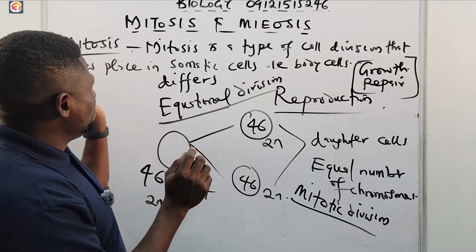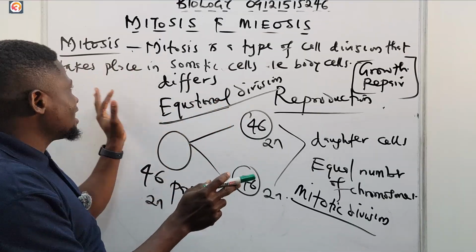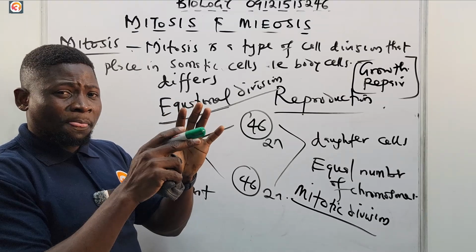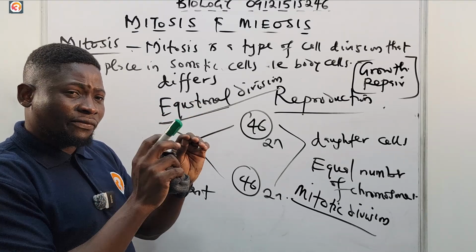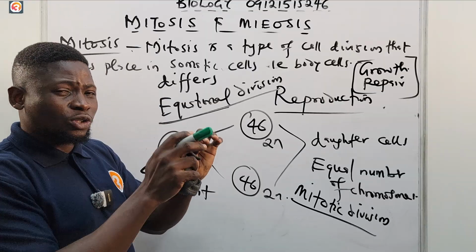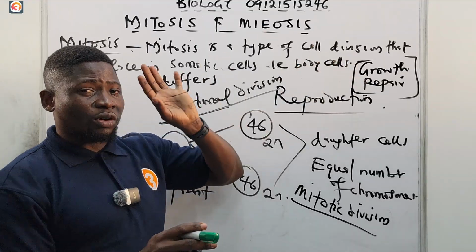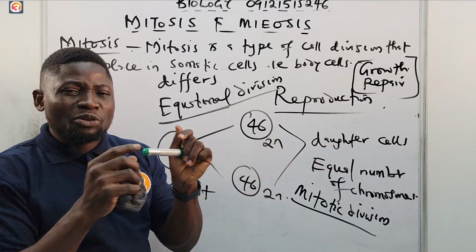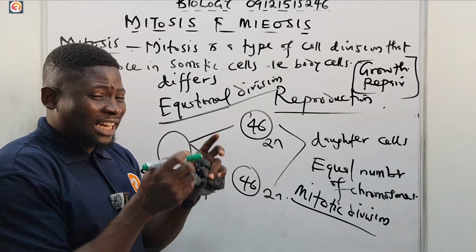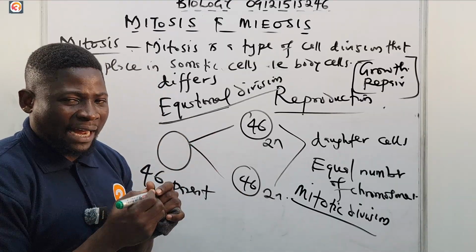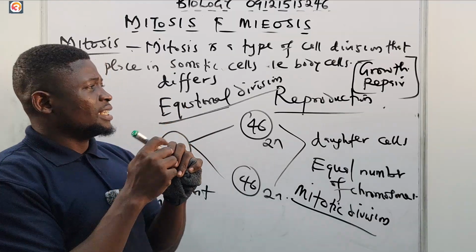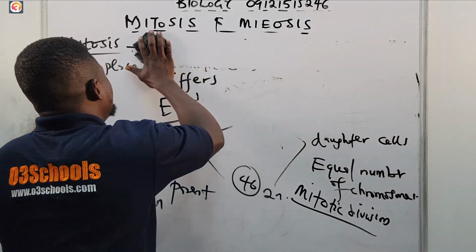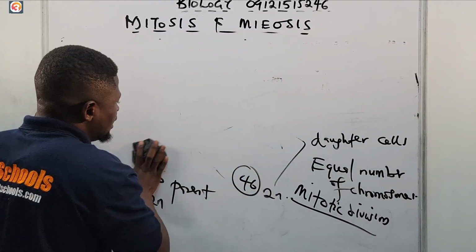So that is that. Mitosis is a type of cell division that takes place in somatic cells, in body cells. Like I said, the time it takes for this division can differ from cell to cell, from organism to organism. These are the importance of mitosis: for growth, for repair, and it also helps in reproduction in unicellular organisms, such as binary fission, as we have seen in amoeba. Most importantly, mitosis has 4 phases.